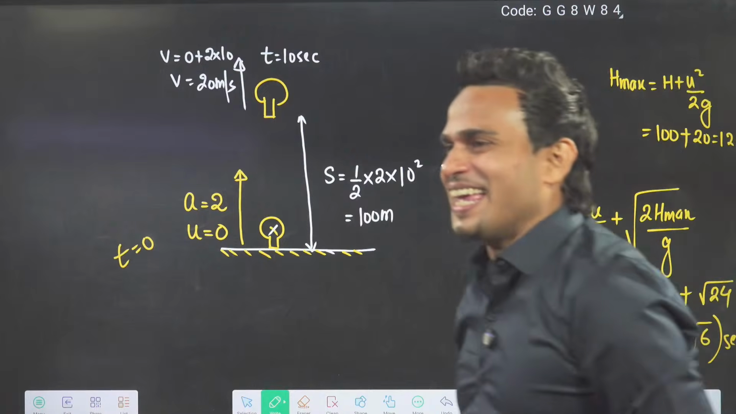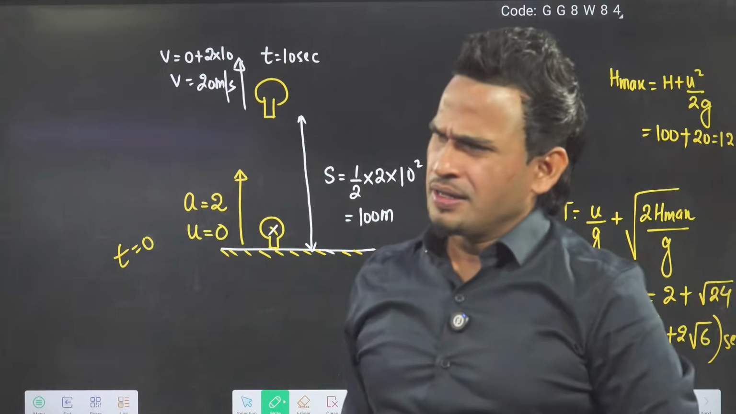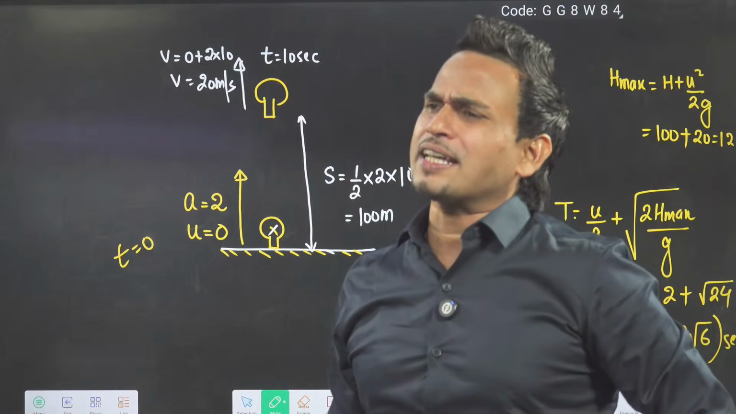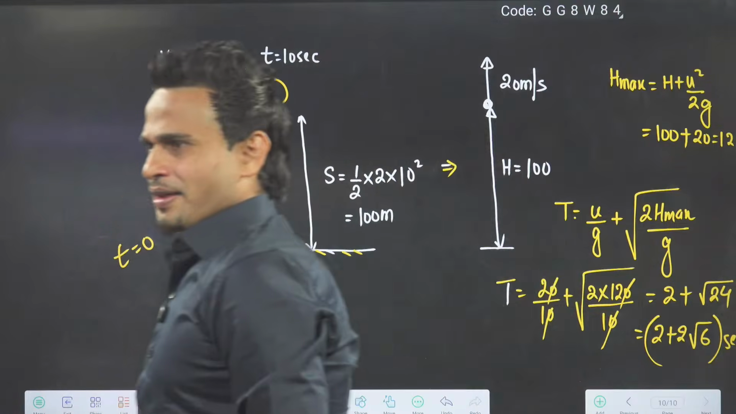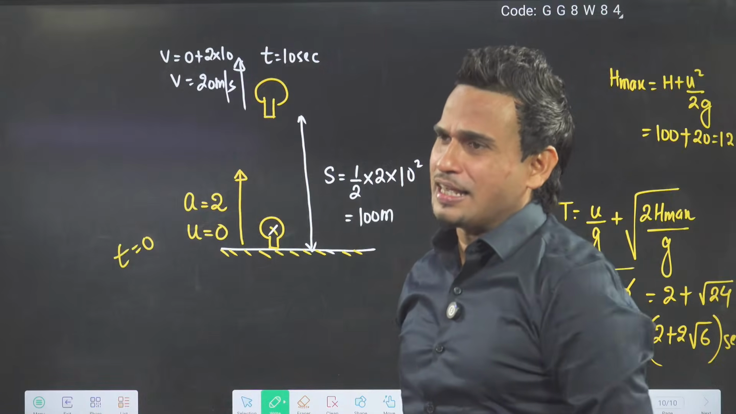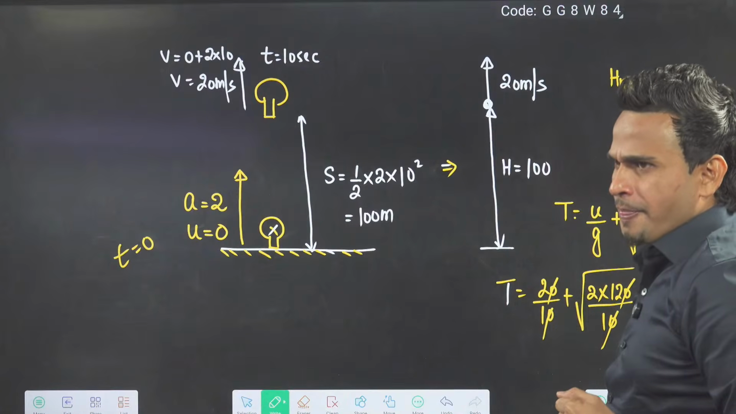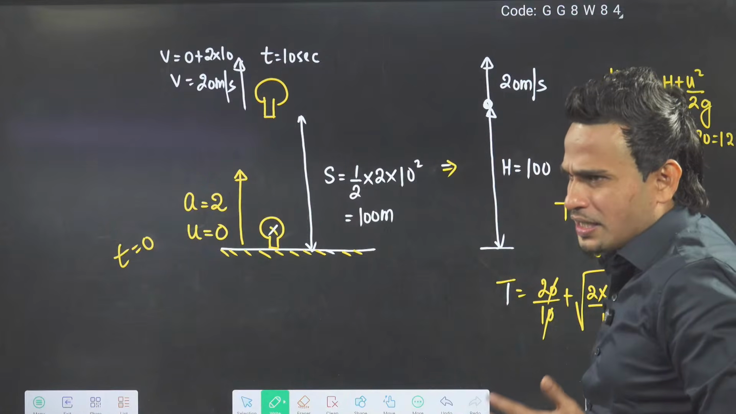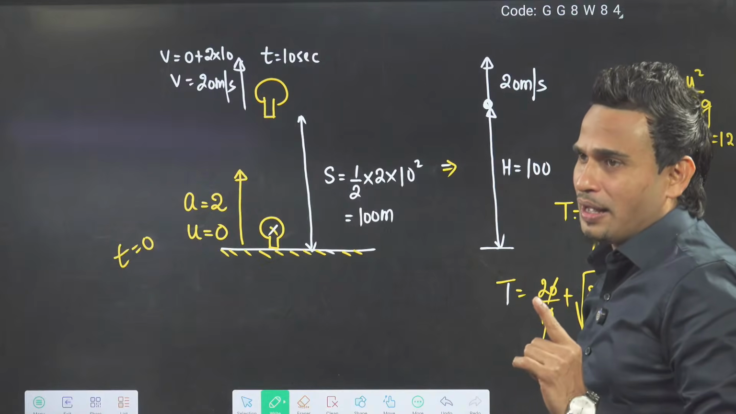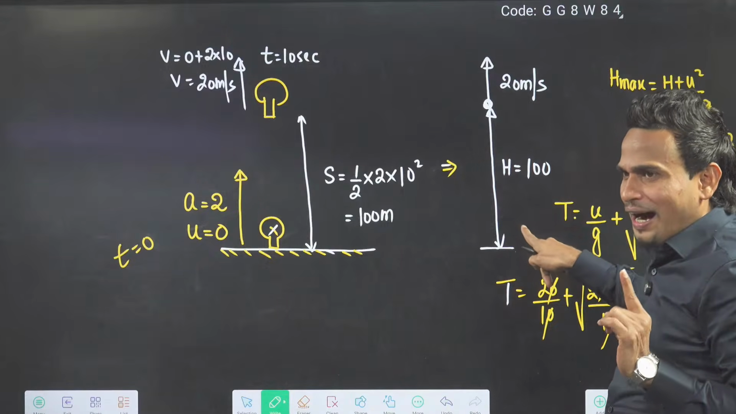If anyone asks you what is the displacement of the stone when it falls on the ground, and what is the distance covered by the stone? Because this is also asked, and multiple answers can be given. When the stone falls on the ground, what is the displacement of the stone? 100 meters. Who is saying zero? The stone will finally come to the ground, so the displacement of the stone will be 100 meters.